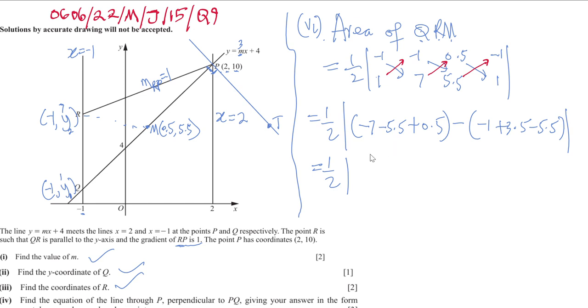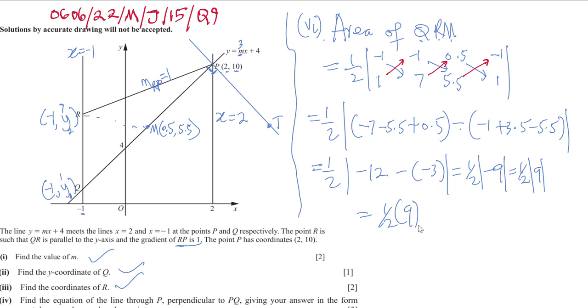The first bracket gives minus 12. Now minus, the second bracket gives minus 3. So that gives half multiply absolute of minus 12 plus 3, which gives you minus 9. Absolute of minus 9 is positive 9. Half multiply 9 gives you 4.5. So the area of triangle QRM is 4.5 square units.